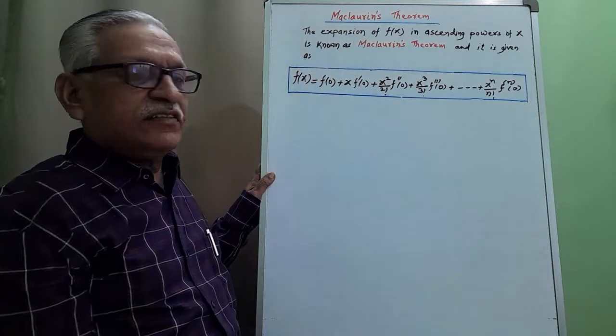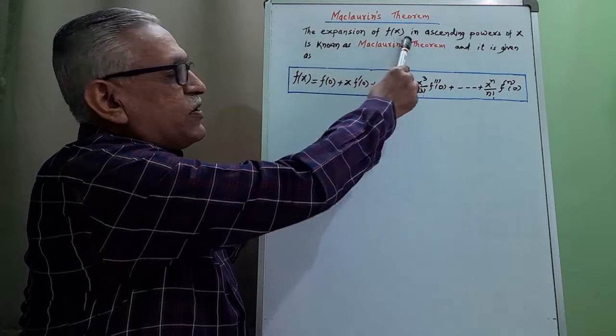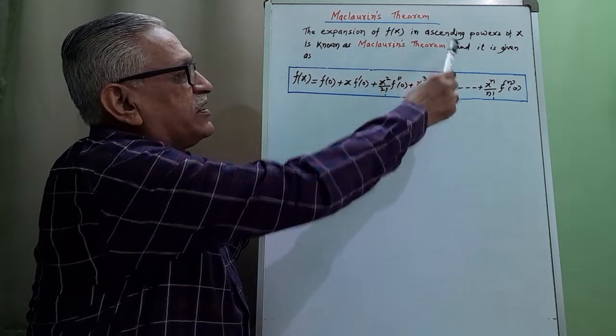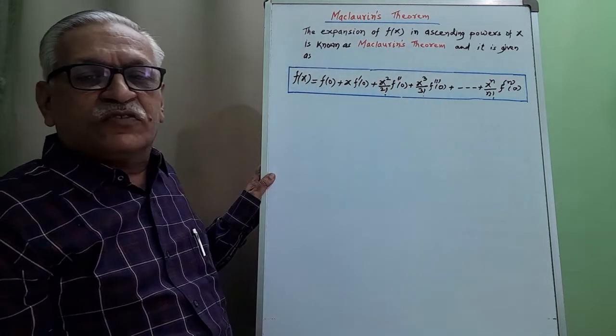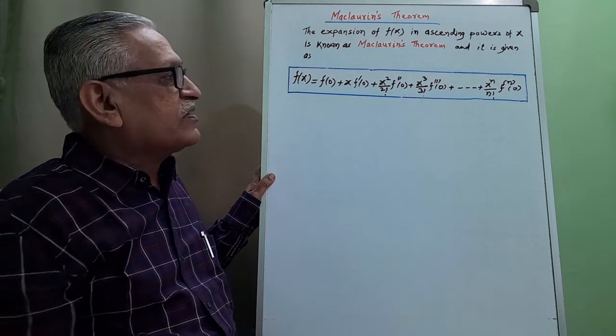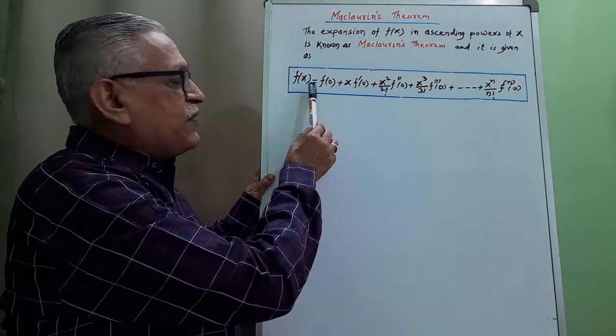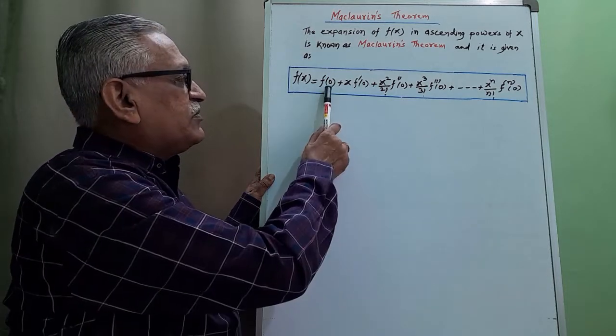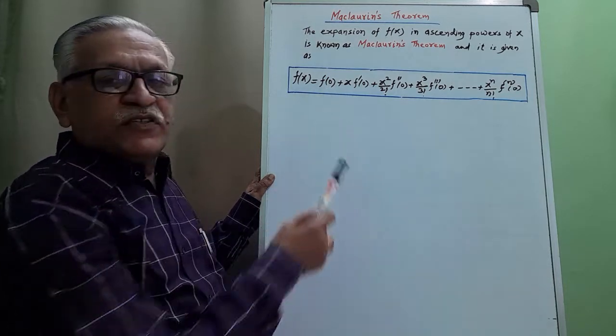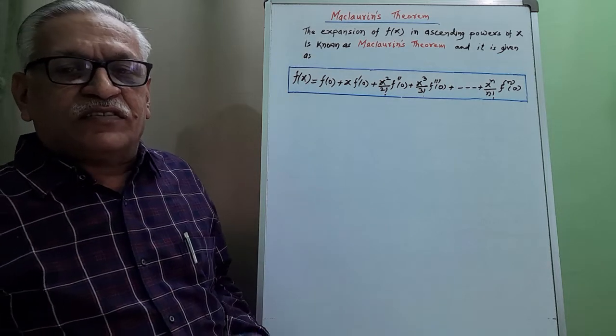Its statement is like this. The expansion of f of x in ascending powers of x is known as Maclaurin's theorem. And it is given as f of x is equals to, first term is f of 0. f of 0 means value of the function at x is equals to 0.